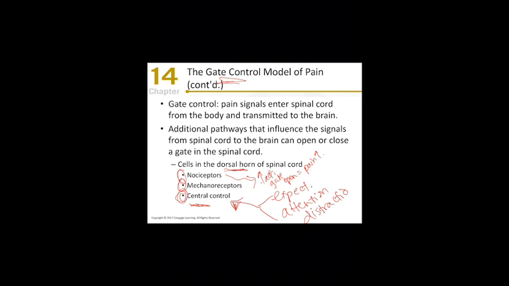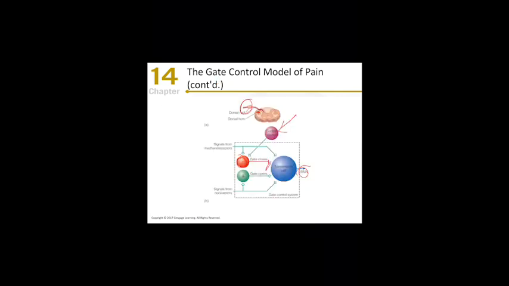The mechanoreceptors, these can actually close the gate depending on the signal that's being sent. So these nociceptors are trying to open the gate. These mechanoreceptor signals are trying to close the gate, and the central control can come in and modify that process.